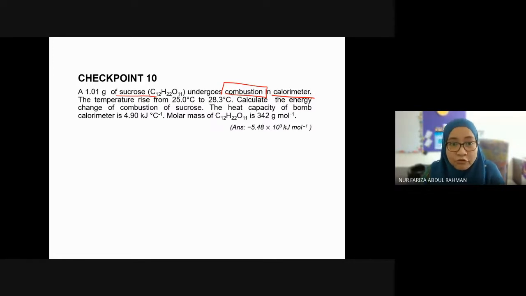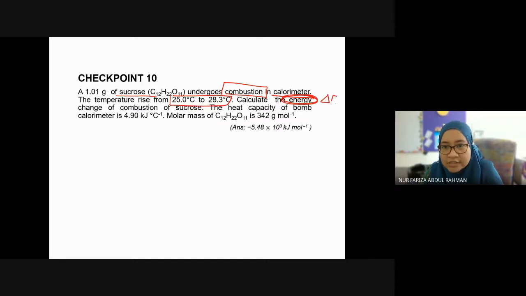And it is proven by the increase in temperature of the water or calorimeter in this case. They transfer the heat to the water or calorimeter. That is why the temperature increases. Exothermic, release the heat. Calculate the energy change of combustion. Highlight the energy change.